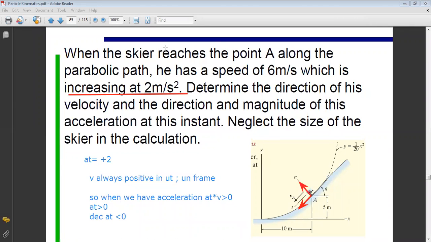To find AN, we will use the formula. From the formula, what is AN? If you remember, it's V square over rho. Now, how to find it? We have the velocity. The velocity is equal to 6. How to find rho? What should we do? The previous formula. Very good. We use the formula of rho we developed in the previous slide.